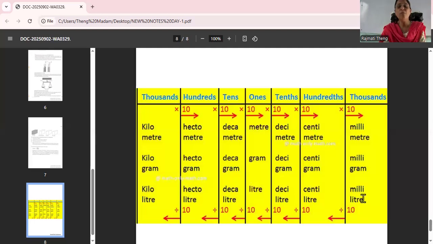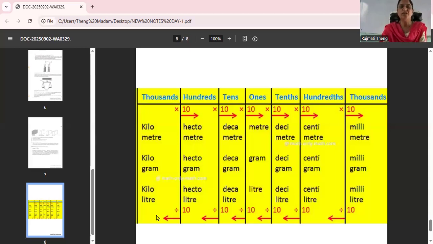Now from milliliter we have to divide by 10, we obtain the centiliter, divide by 10 deciliter, divide by 10 liter, divide by 10 decaliter, divide by 10 hectoliter, divide by 10 kiloliter. So from left to right we multiply by 10, and from right to left we divide by 10. So this one is the conversion chart.